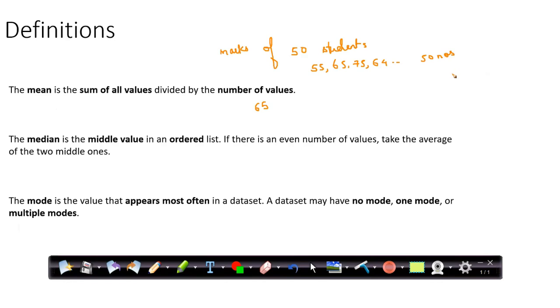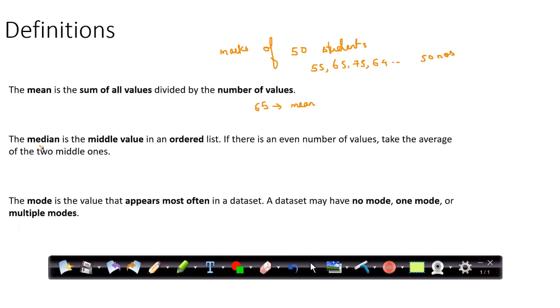So you add up all the numbers and then divide by the number of values, which in this case is 50. And imagine that you get 65 as your answer. You say 65 is your mean, or your average. So that's your mean. Now let's go for median.